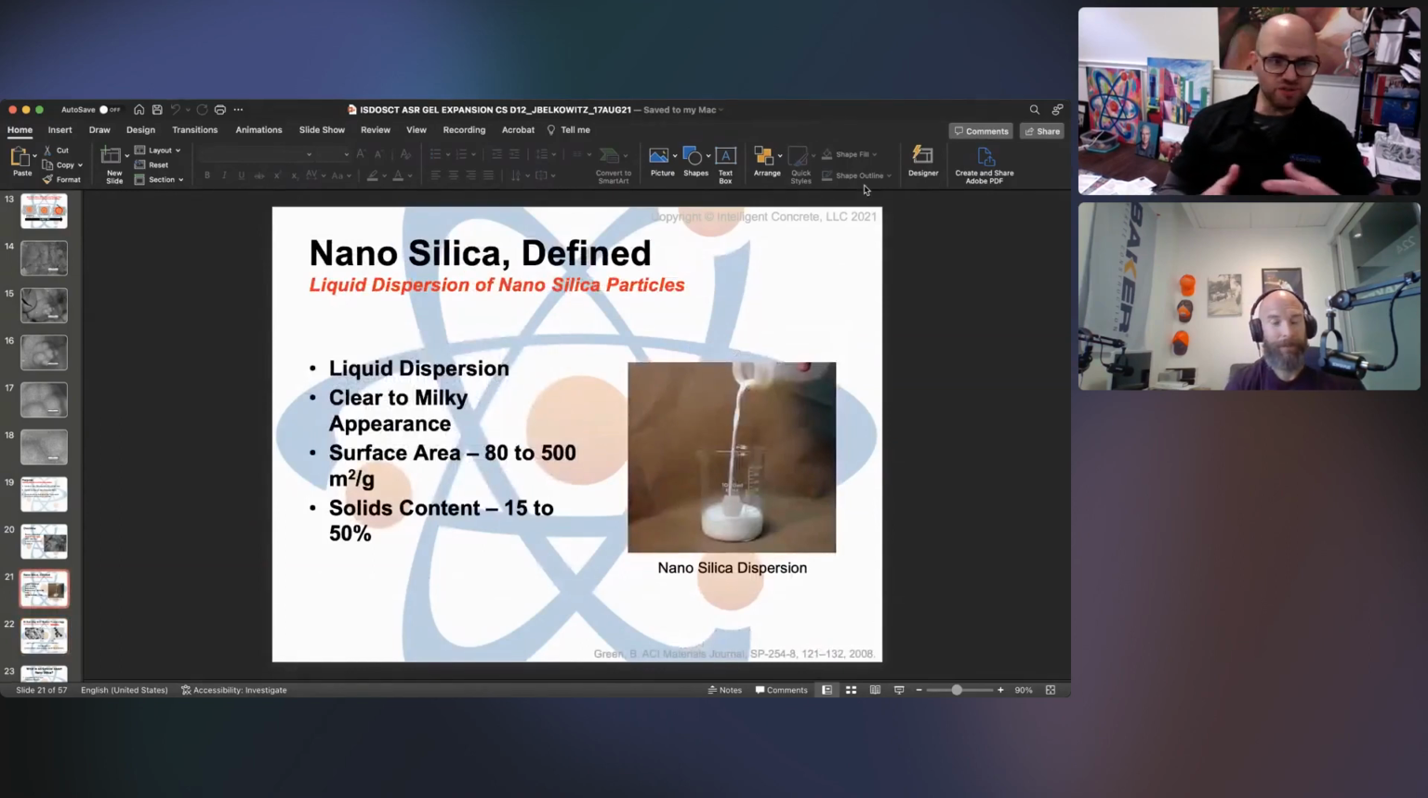When we're talking colloidal silica, it's that liquid dispersion of nanosilica sized particles. It's clear to milky, and the larger the particle, the more milky it is. It can have a surface area between 80 and 2,700 meters squared per gram. This is specific surface area, and your particle size can range from about 2% solids up to 50, but more often than not, it's 15 to 50% solids. Okay. So where does it come from?